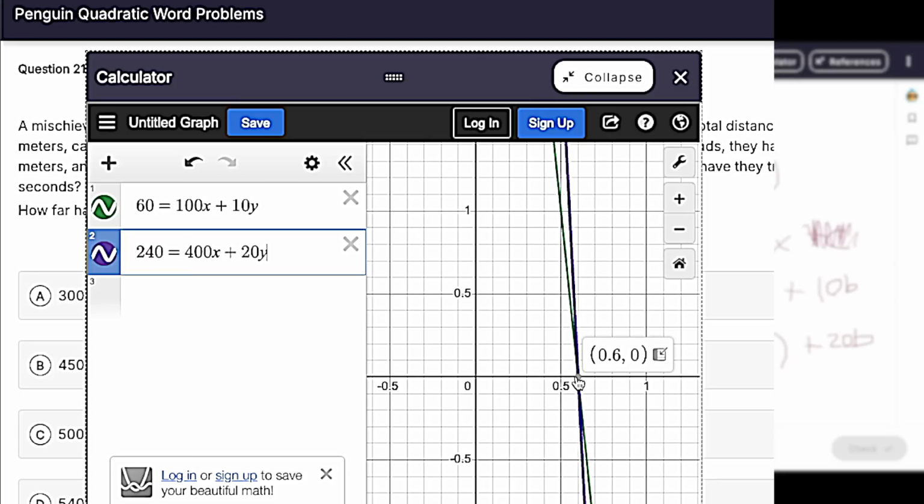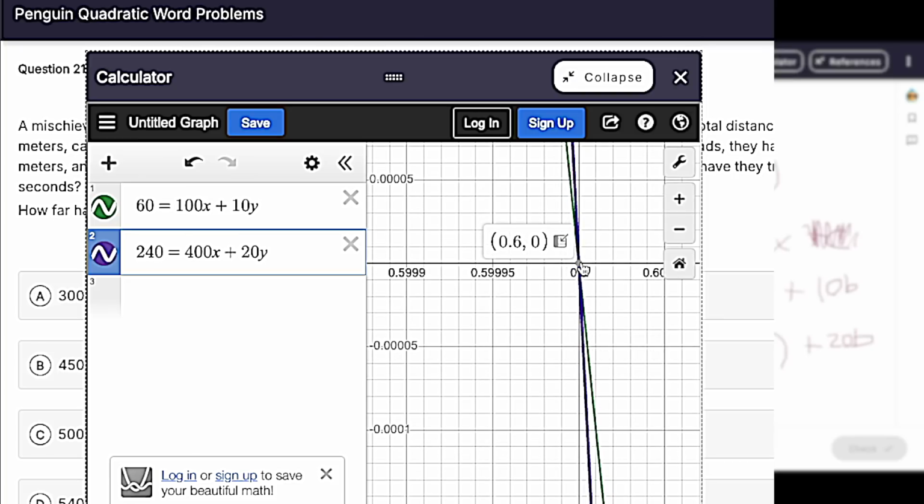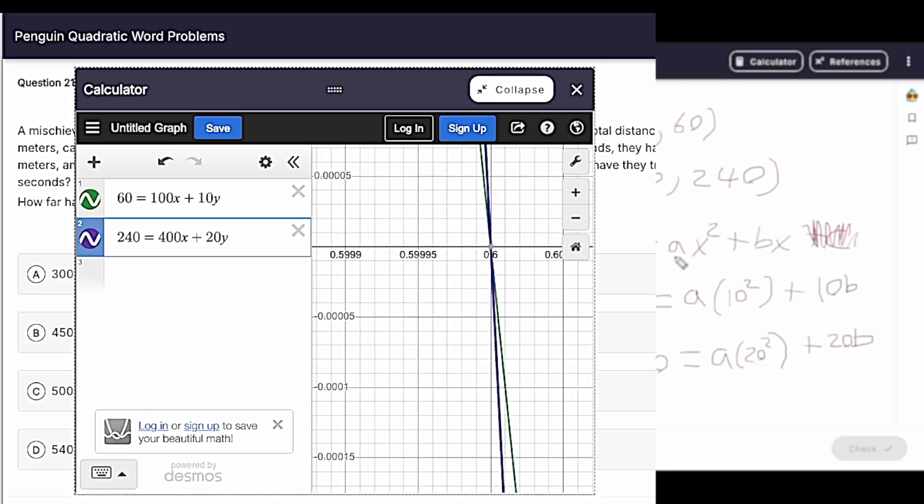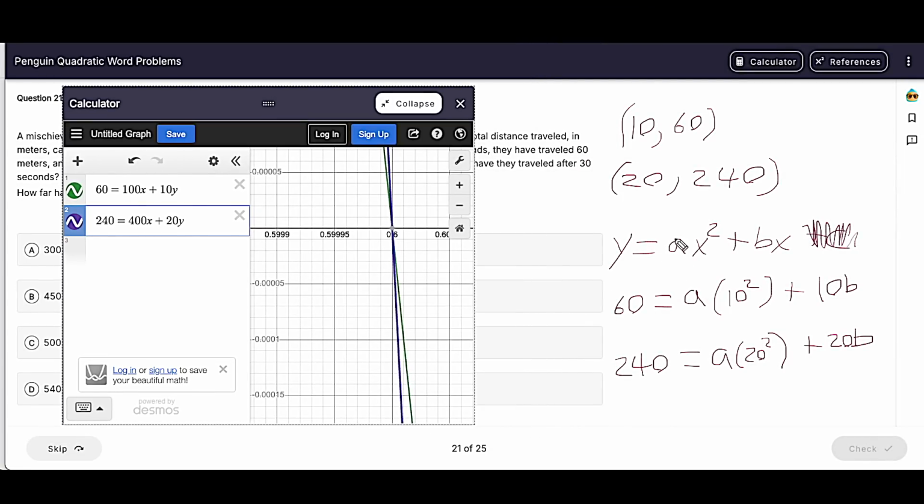0.6 as x and 0 as y. So we just have to remember that we said that a was x. So into our equation here, we can say 0.6 x squared. And if b is 0, because y is 0, we can ignore b too. And now it's just a matter of plugging in to this equation, y equals 0.6 x squared.